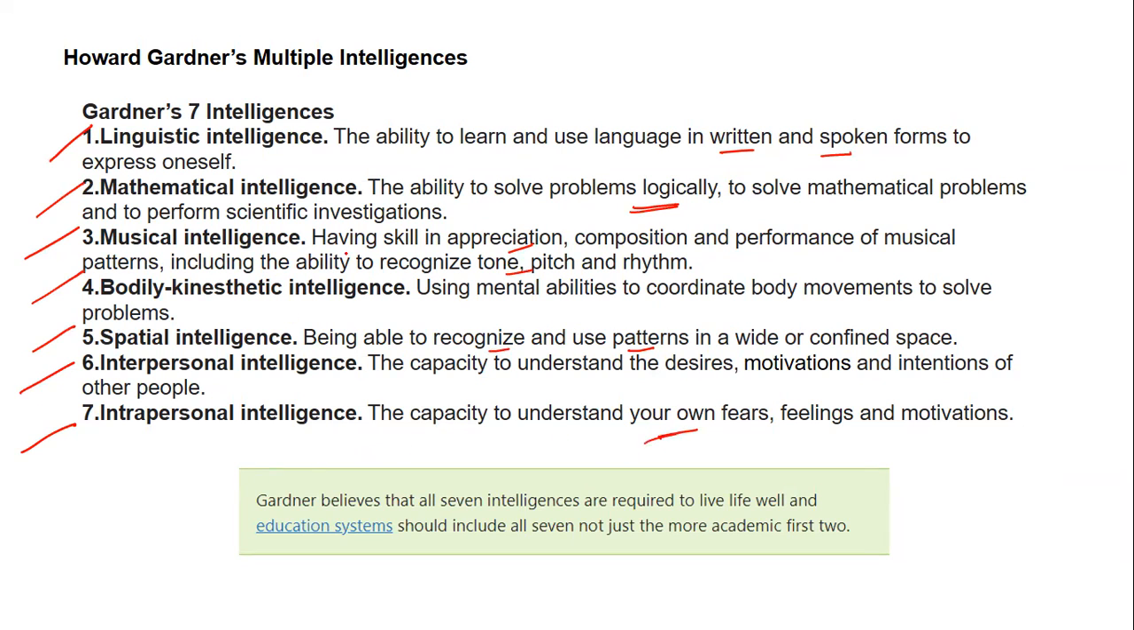Okay. So this theory believes that the seven intelligences are required not only to live a life well, but also in the education system, and this should include all seven, not just academics. So when it comes to the learning theories, it is not that language and mathematics are a must, and only those should be required and the rest of them should be sacrificed. Definitely not. It should be a combination of all the seven when it comes to the education system, right?